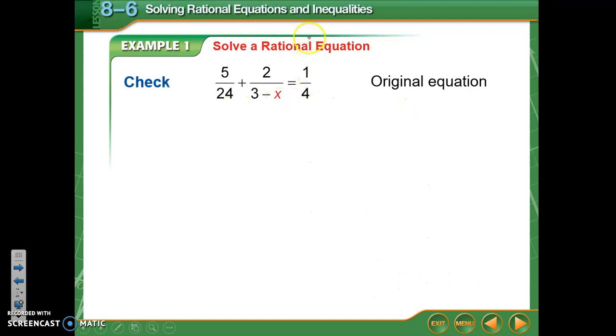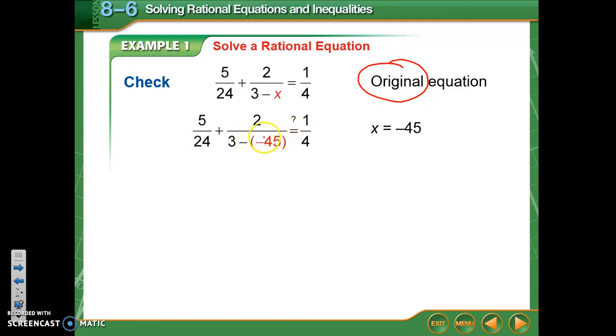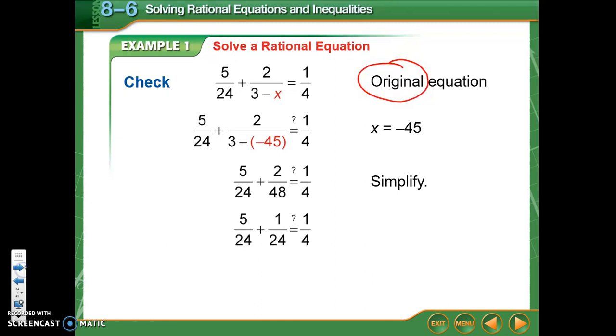Now, anytime I have a rational equation, just like a logarithmic equation, I have to check in the original one before I got rid of the fractions. So I'm going to see, okay, does negative 45 work in this situation? So I plug it into the original x. Remember, when I'm checking, I don't move things side to side. So here, I'm just simplifying.